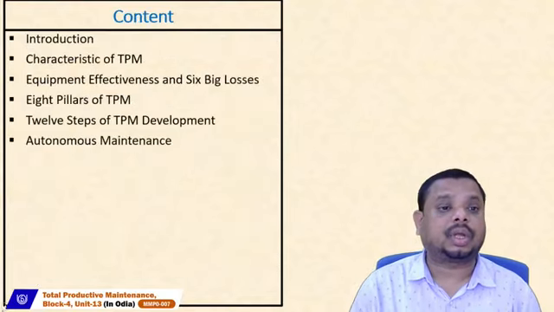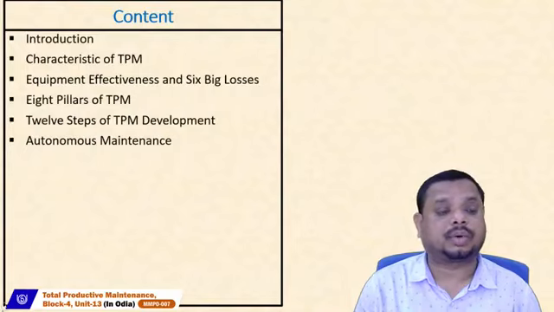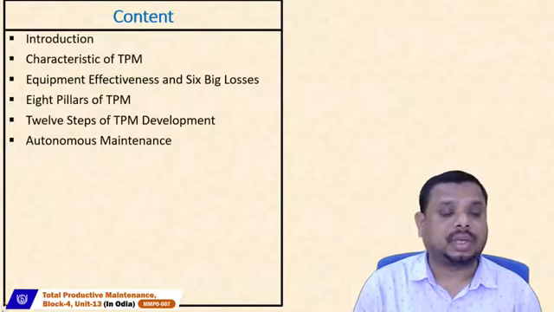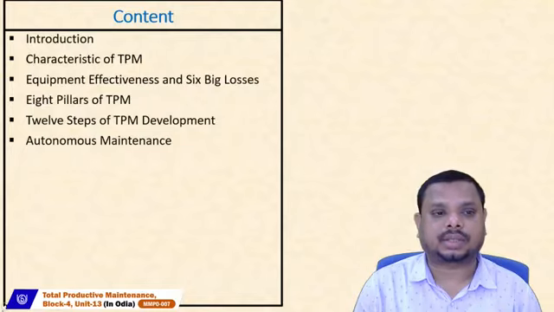Moving to next one. These are the content of today's session. That means understanding of total productive maintenance. Then we have to understand the characteristics of total productive maintenance. Then the next one we have equipment effectiveness and 6 big losses whenever you consider the total productive maintenance.